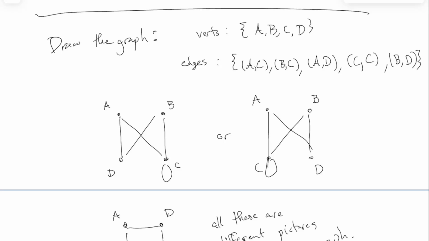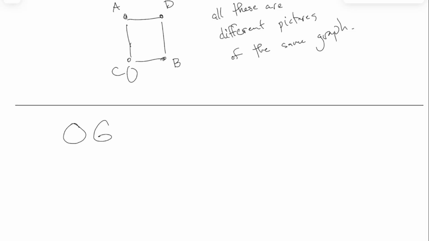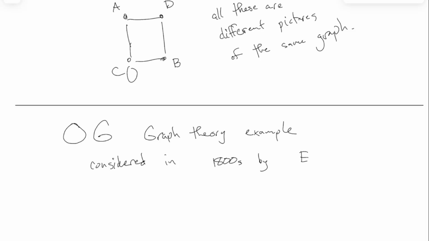Great. We have about 5 minutes remaining. I think we can talk about one super important historical example. This is actually, in many ways, the OG graph theory example. This was considered in the 1800s by the famous mathematician named Euler.